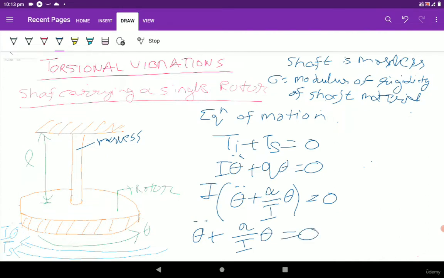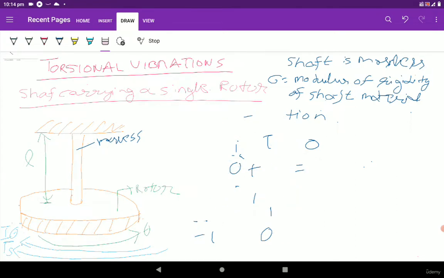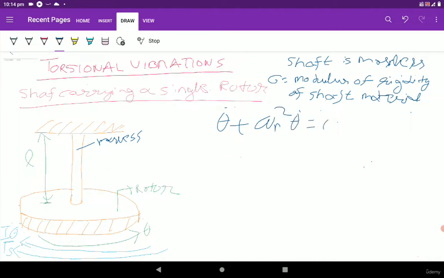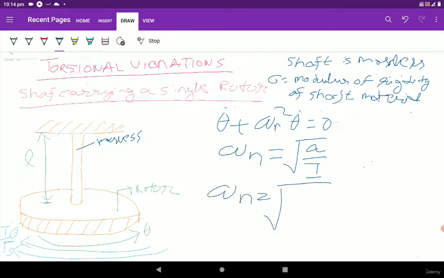Now theta double dot plus omega n square theta is equal to 0. So omega n, that is the natural frequency, is equal to under root q by I, or we can write omega n is equal to under root GJ by L I.